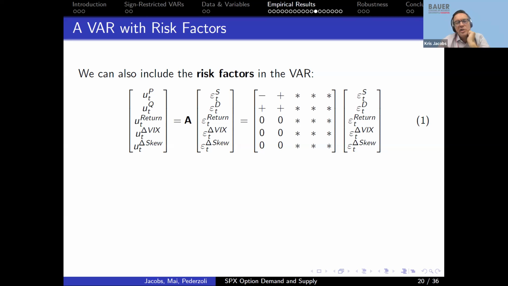And a very natural question to ask yourself is, if you believe that those are shifters of demand and supply, then why don't you put them in the vector autoregression? Can we do that? Yes, we can, and we've done it. So here's one example where we expand the vector autoregression with three of these variables that I just talked about: the change in the VIX, the change in the skew, and the return on the S&P 500. And so now you can re-estimate the system.